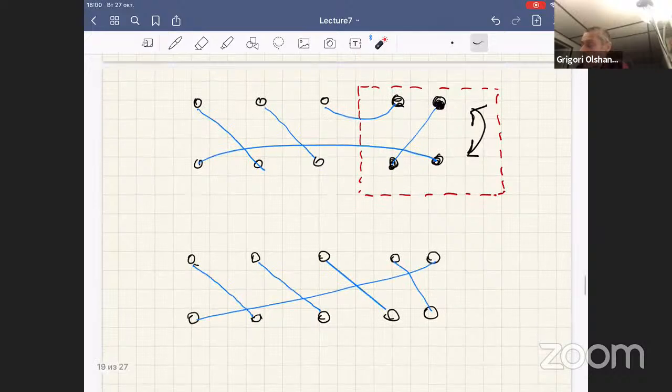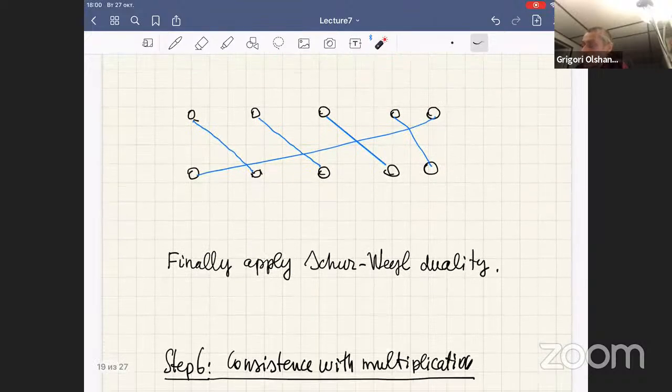And then our claim just follows from the Schur-Weil duality. So this shows that indeed the commutant is generated by the operators corresponding to the elements of a Brauer semigroup.